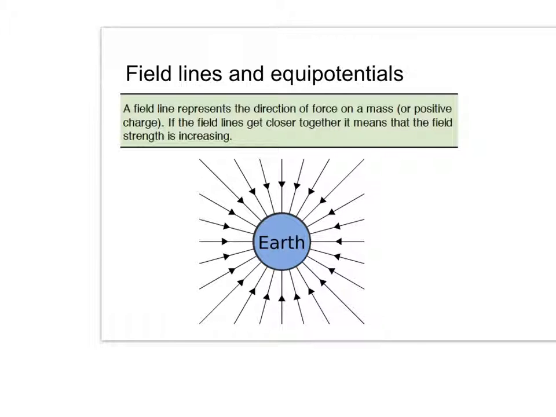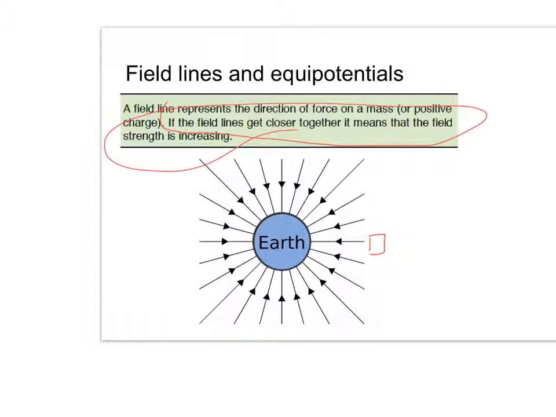Equipotentials. A field line, which we've come across before, represents the direction of force on a mass. If the field lines get closer together, it means the field strength is increasing. So the field lines represent which way the force is acting on an object. It will tell you which way it's going to go if the force is acting.